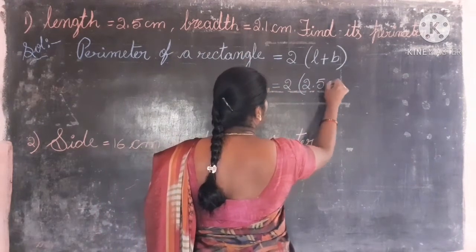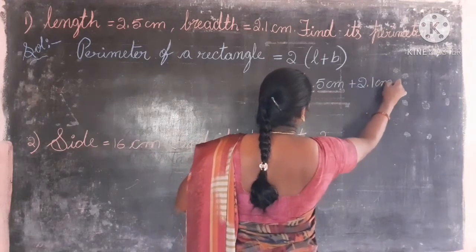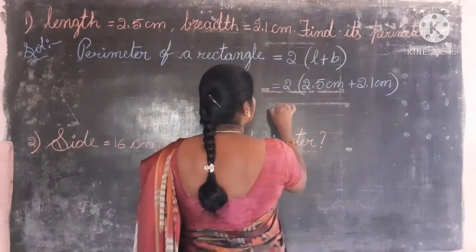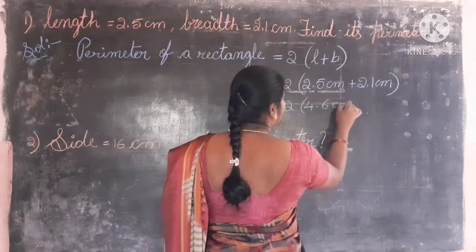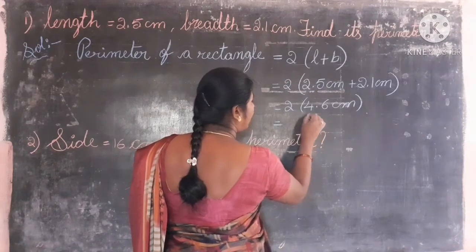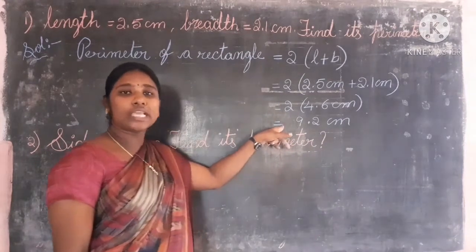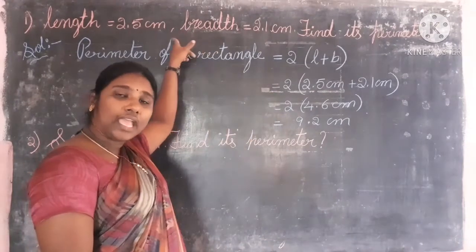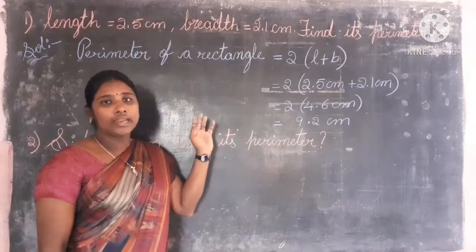2.5 centimeter plus breadth is equal to 2.1 centimeter. So 2.5 plus 2.1, add these, how much is it? 4.6 centimeter. So 2 into 4.6. Multiply: 2 sixes are 12, write 2 carry 1, 2 fours are 8, 1 more is 9. So the answer is 9.2 centimeter. If they gave length and breadth, that is a rectangle, so we find the perimeter of a rectangle.